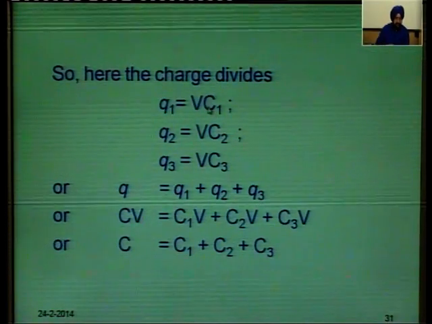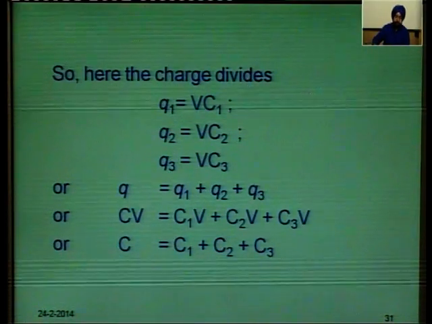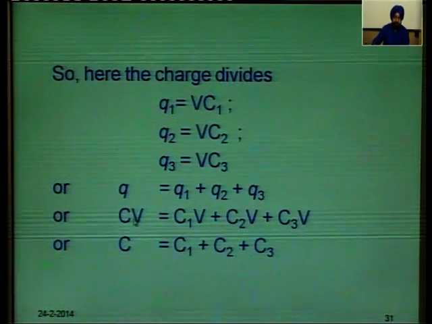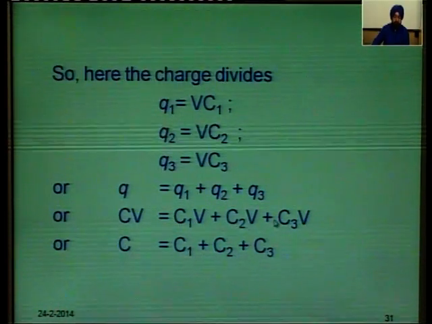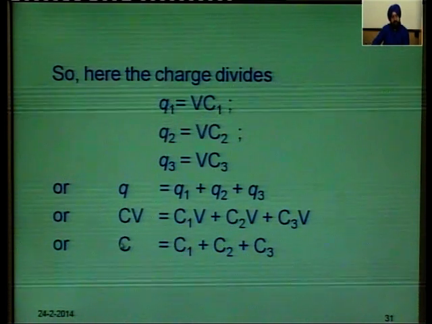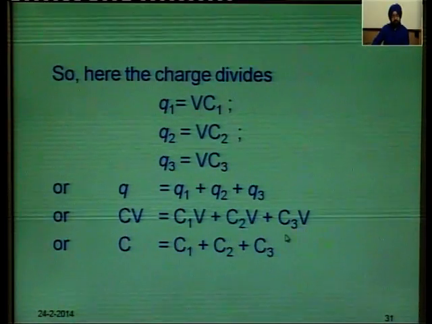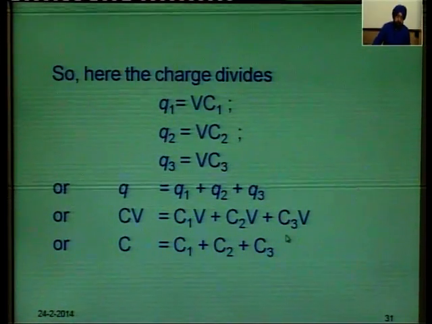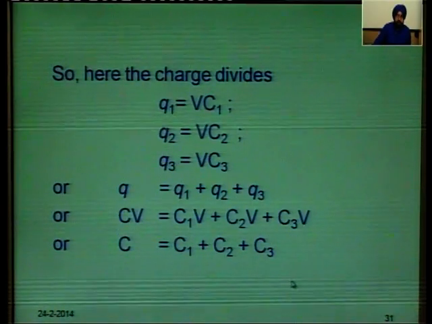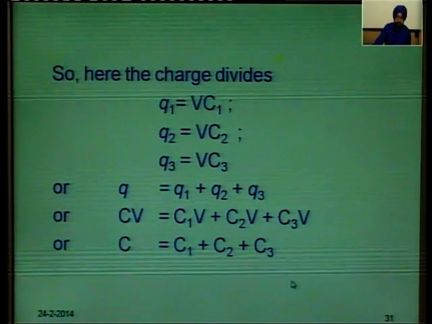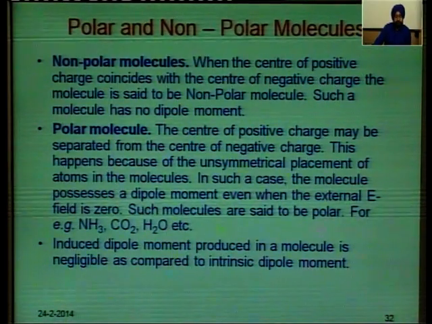What is C? C is Q upon V. So, Q is equal to C into V. Q1 is C1 into V. Q2 is C2 into V. So, here the capacitance is given by C1 plus C2 plus C3, whereas in series it is 1 over C equal to 1 over C1 plus 1 over C2 plus 1 over C3. So, it is different from that of the series combination.